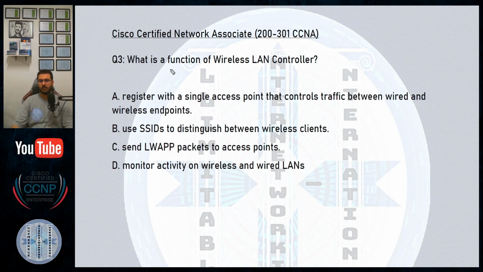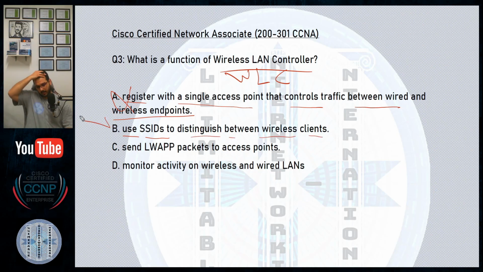What is a function of a wireless controller, WLC? To register with a single access point that controls traffic between wired and wireless endpoints. Actually, what controls the traffic between the wireless and wired is a switch. Use SSIDs to distinguish between wireless clients. Yes, this can be done by creating multiple SSIDs to be transmitted through every single access point to the clients. Send the LWAPP packets to access points. I have no idea what that is, but I'm sure of B. And monitor activity on wireless and wired LANs.